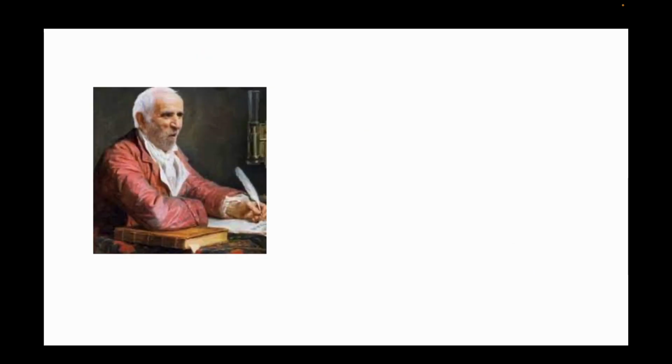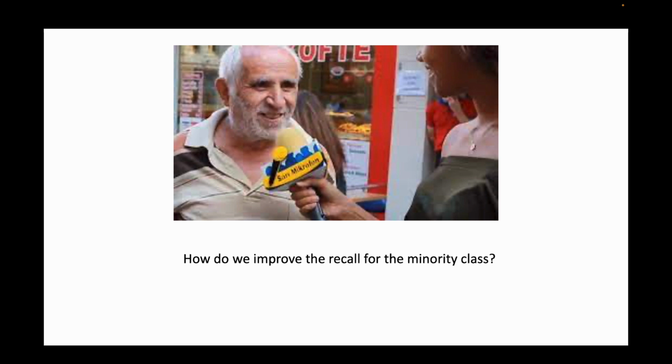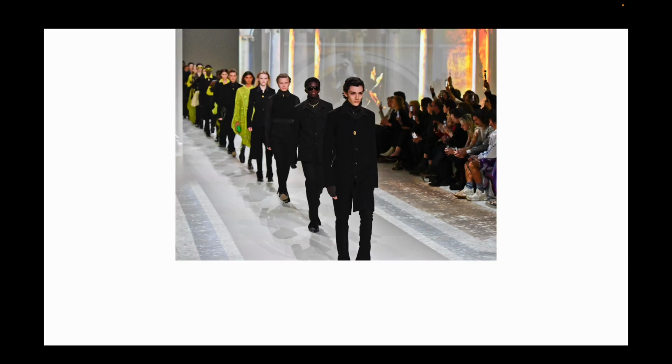Great job, everyone. So far, we've covered why machine learning models might perform poorly on the minority class. We've also understood how the recall metric works and when the recall metric is important. But the question now is, how do you improve the recall for the minority class? And the answer lies under modeling imbalanced classes techniques. These techniques aim to change the distribution of the classes so they have equal representation.